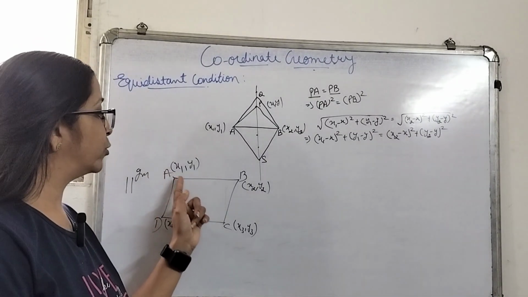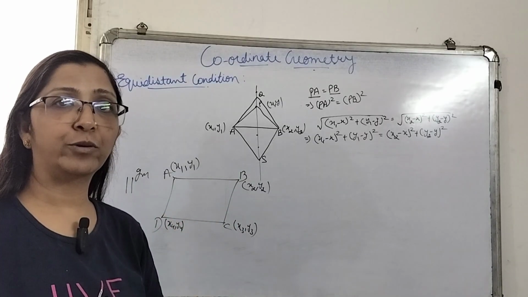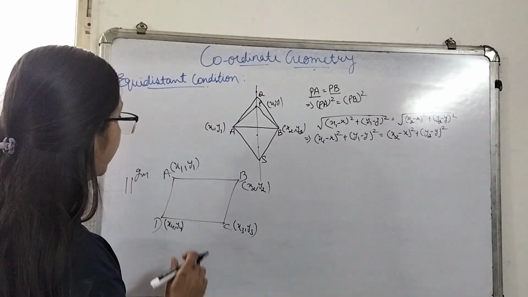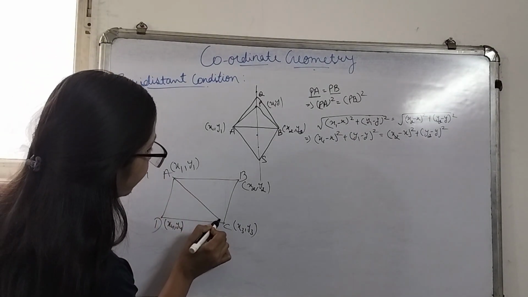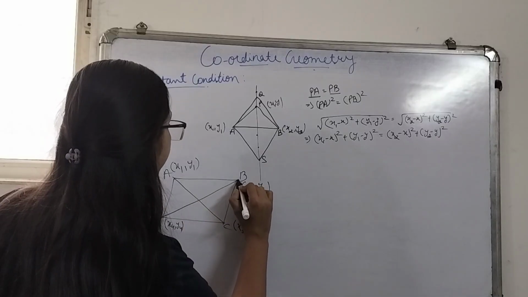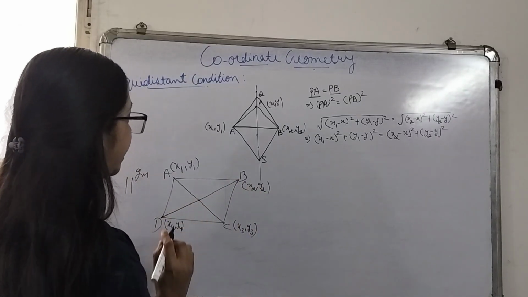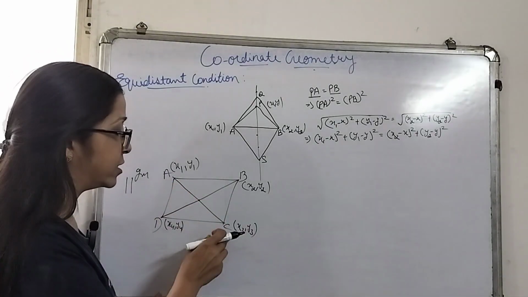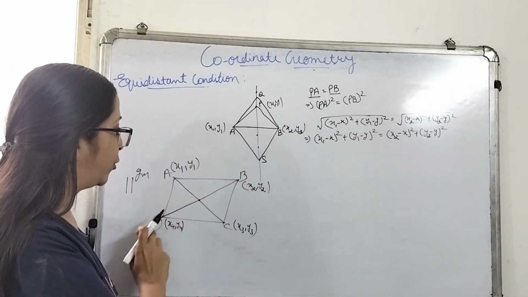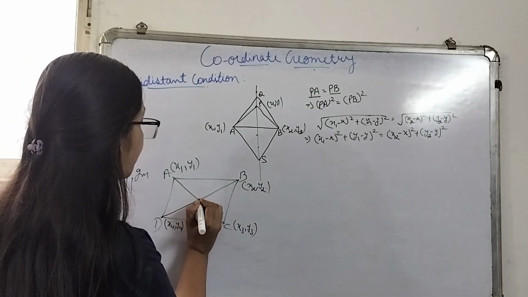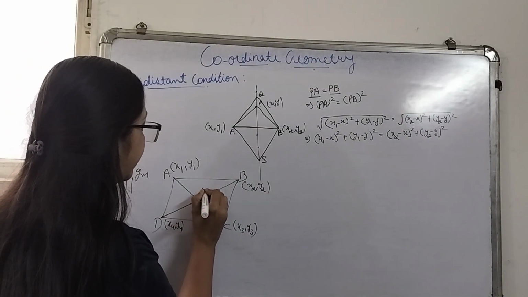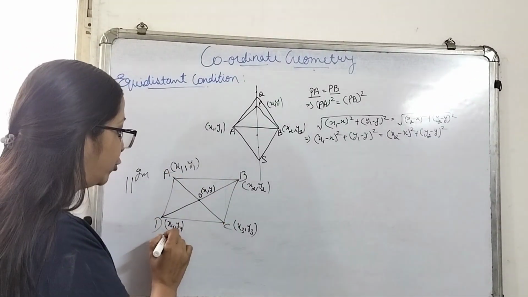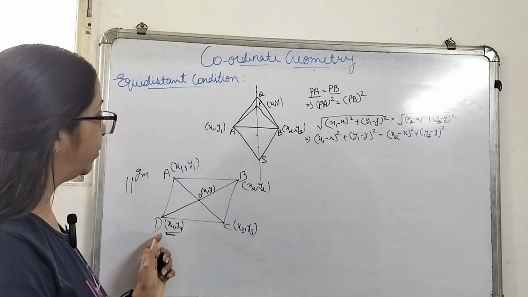Now we know that if we draw the diagonals of a parallelogram, they bisect each other. This is the property of a parallelogram. That means the diagonals AC and BD meet at a point where they intersect, and this will be the midpoint of AC and also the midpoint of BD. Suppose this point is O and its coordinate is x, y. Now we have three coordinates and we have to find the fourth. How will we find it?